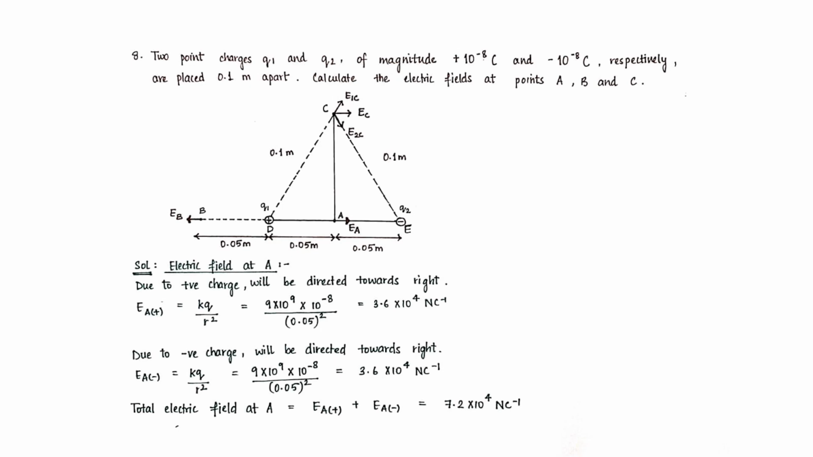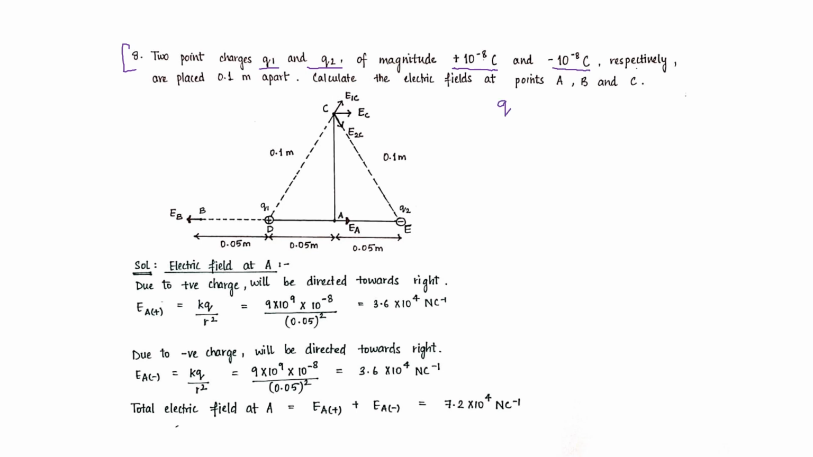Hello students, today we will solve a question based on electric dipoles. Okay, the question goes like this. The two point charges Q1 and Q2 of magnitude plus 10 to the power minus 8 coulombs and minus 10 to the power minus 8 coulombs respectively.